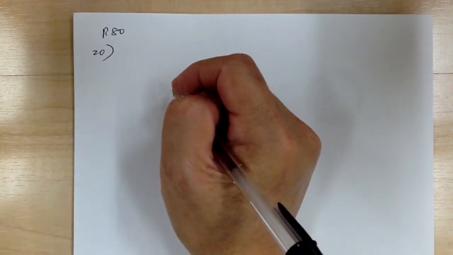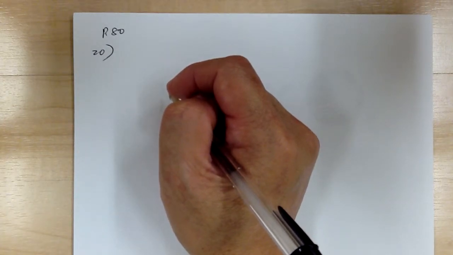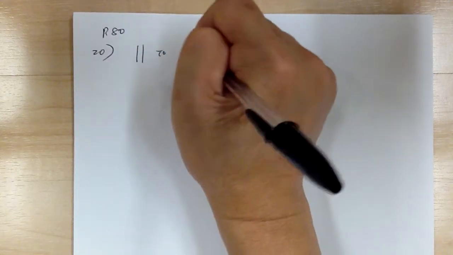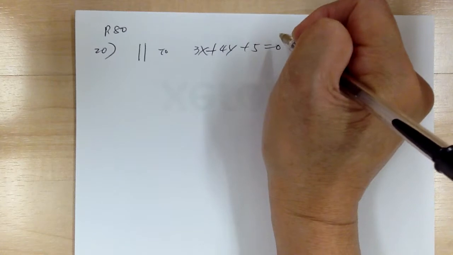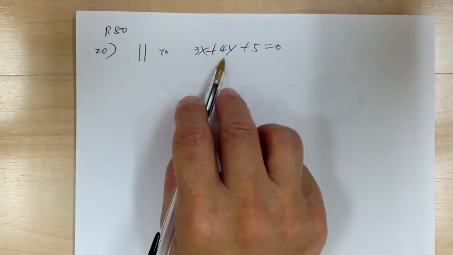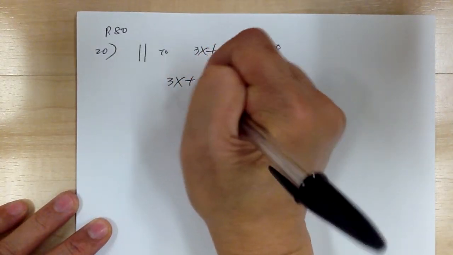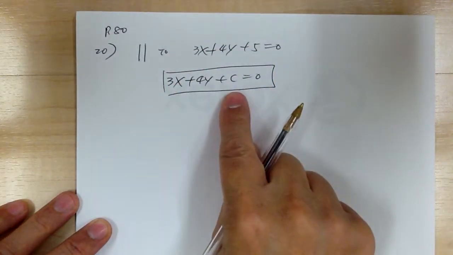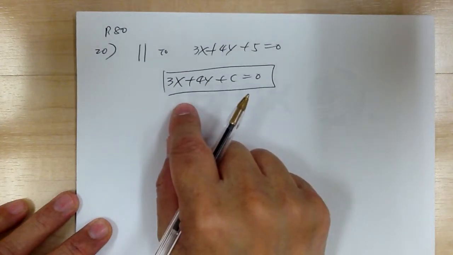Okay, number 20, you write the equation of the family of lines that are parallel to 3x plus 4y plus 5 equal to 0. So you're looking for the family of lines parallel to that. Right away, the equation for the family of lines would be 3x plus 4y plus c equal to 0. That would be the equation for all the infinite number of lines.